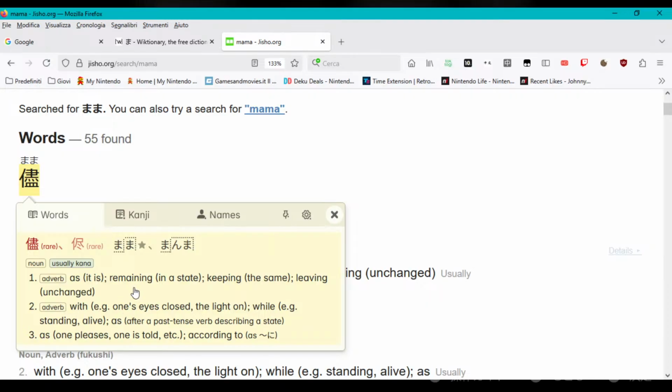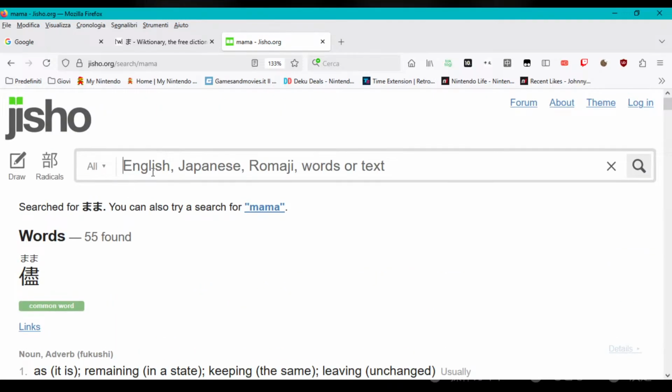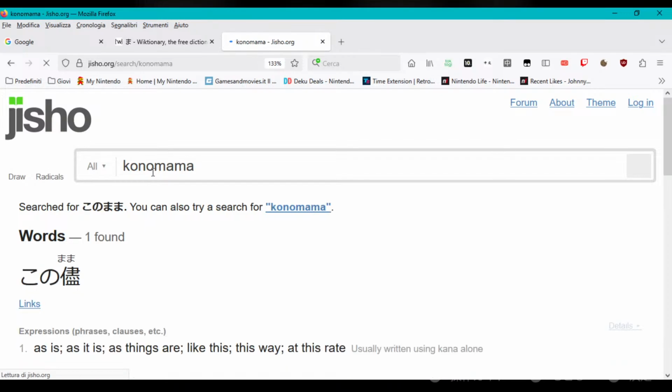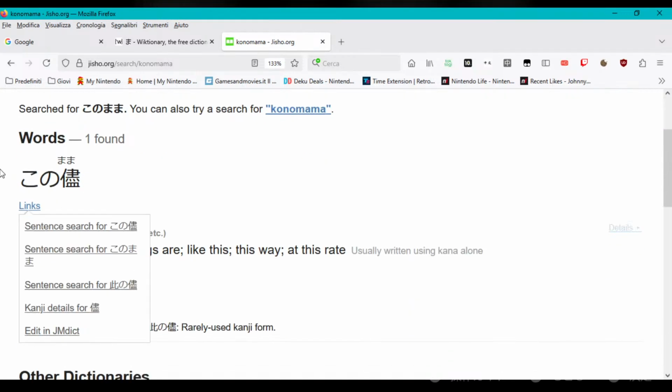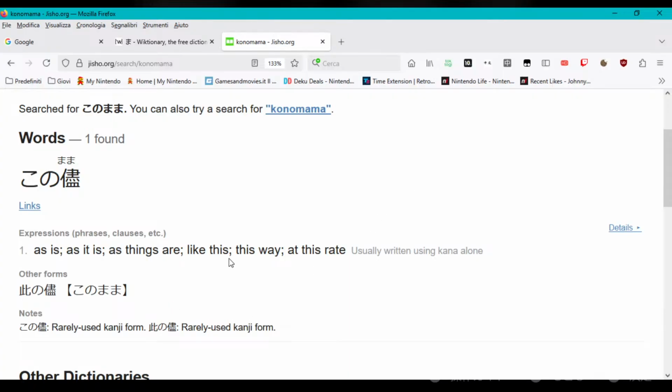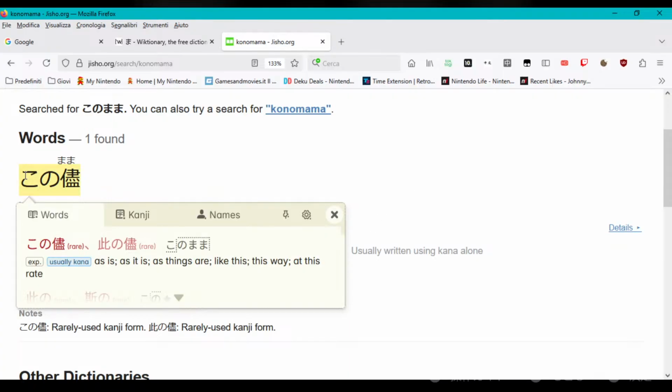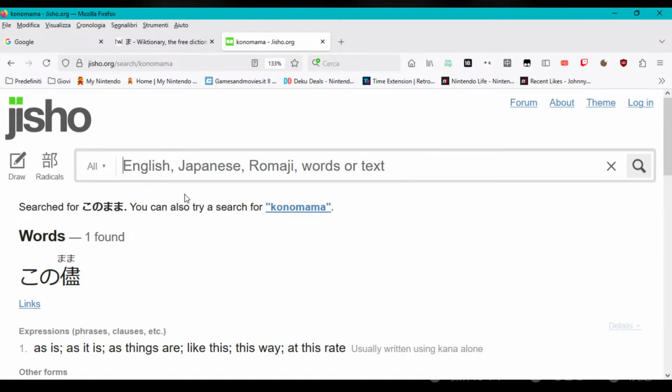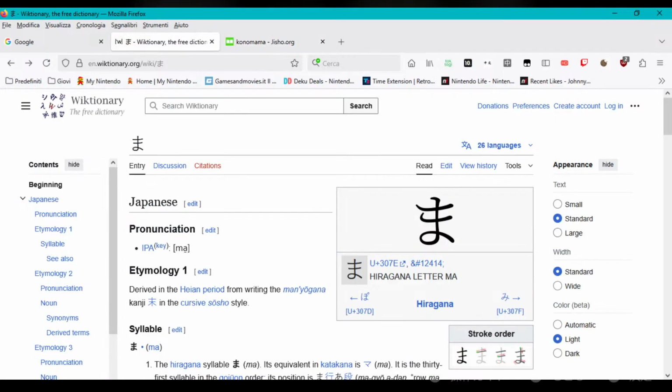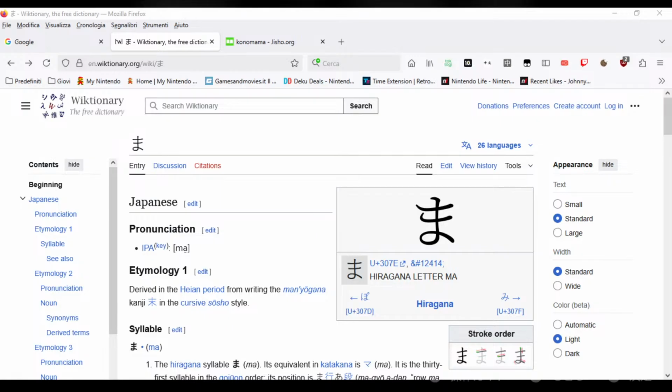For example, if I wanted to say as in the way it is now, I could say, let's see if it finds it. Yes, of course. As is, as things are, like this way, kono mama, by adding kono, this. This as in close to the speaker. Okay. With that, we can go back to Super Mario Bros.